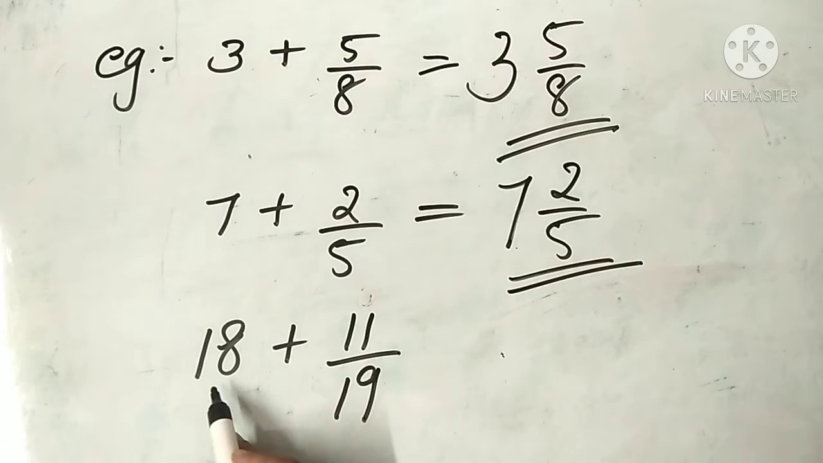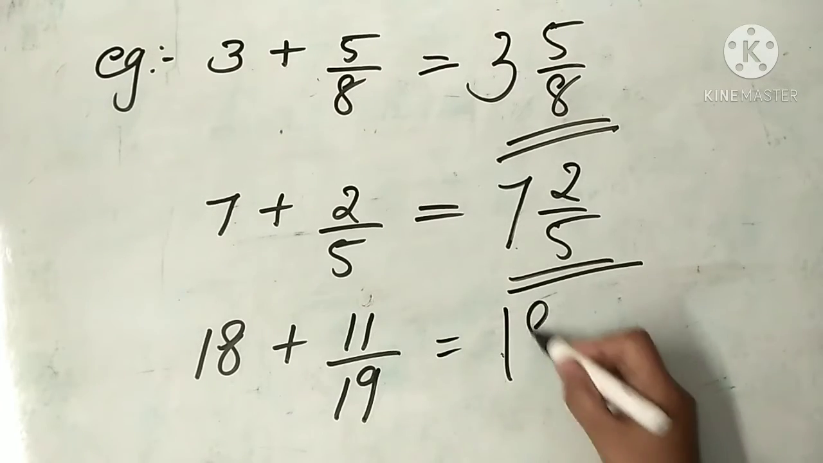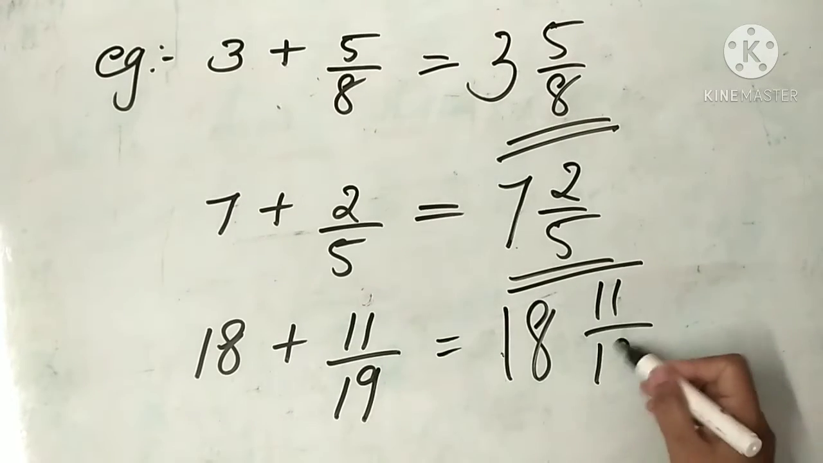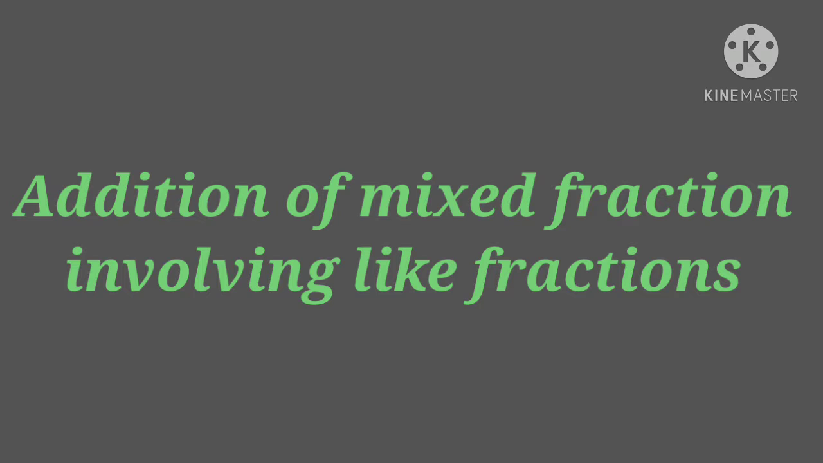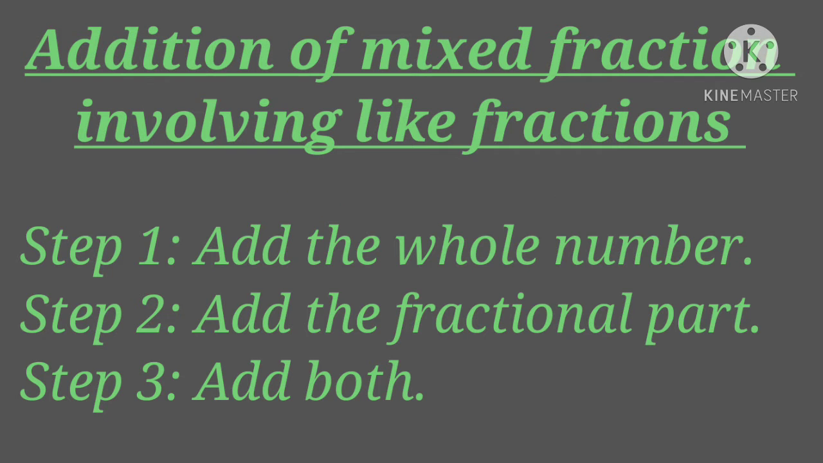Another example, 18 plus 11 by 19. How we will write this? 18, 11 by 19. Next topic, addition of mixed fraction involving like fractions. Addition of mixed fraction involving like fractions involves 3 steps.